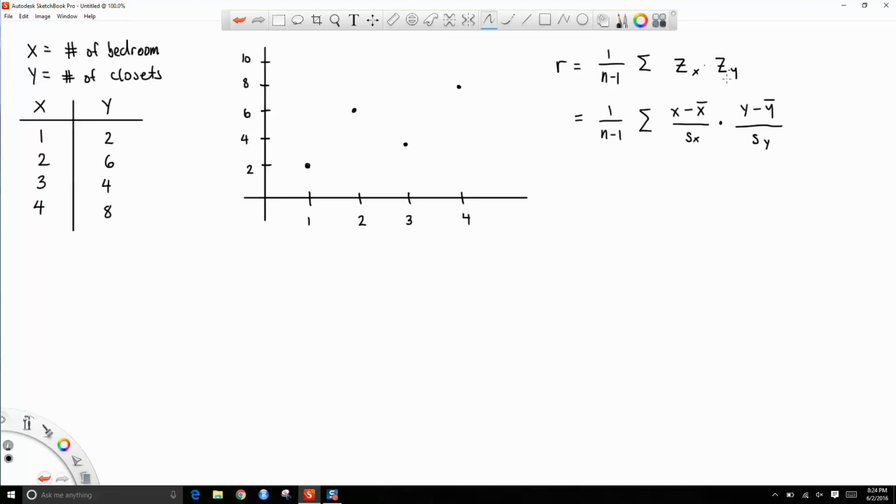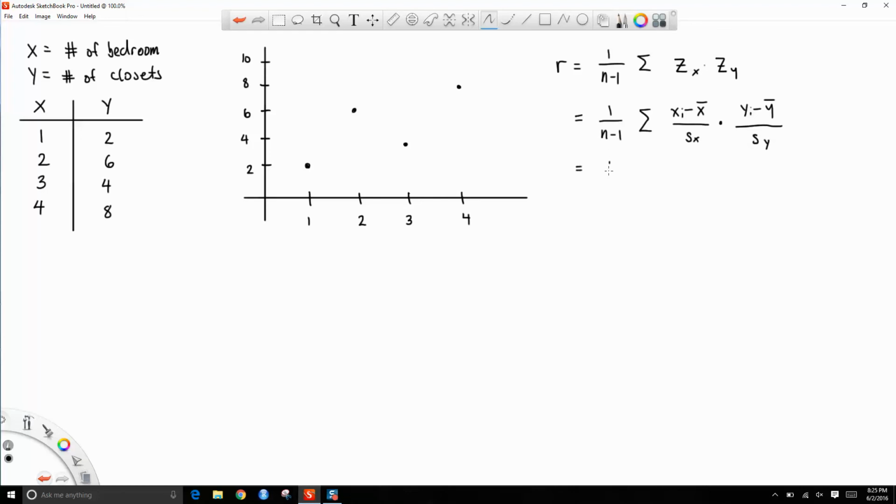And then we're going to do this for all data points. There's technically a little subscript i here to indicate that we do it for all data points, and we multiply them together. The standard deviation of x and the standard deviation of y are going to be the same for all data points. If we ask what's the standard deviation of x, it's going to be the standard deviation of x. So we can actually factor those out.